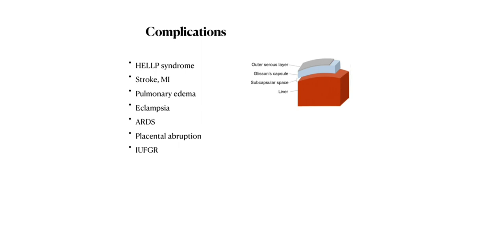So let's then talk about the complications of preeclampsia. So the first is HELLP syndrome. So what is HELLP syndrome? HELLP syndrome is H for hemolysis, and E for elevated liver enzymes, and L is for low, and P is for platelets.